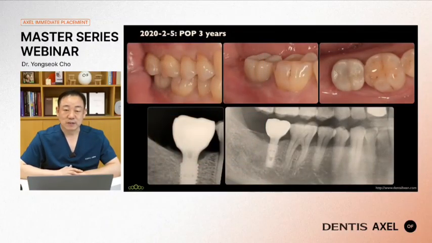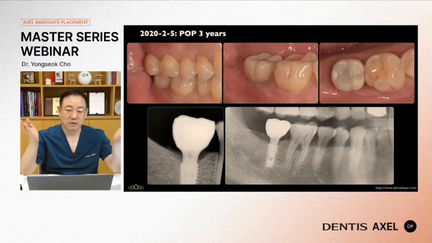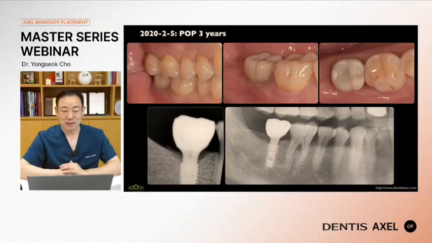3 years later, look at the stable condition of tissues. Okay, soft tissue healing and the very stable healthy condition. Look at the bone, marginal bone level. It is dense enough and stabilized. Okay, and I like such a concave and gradually enlarging emergence profile.